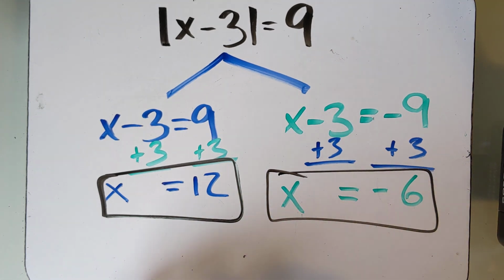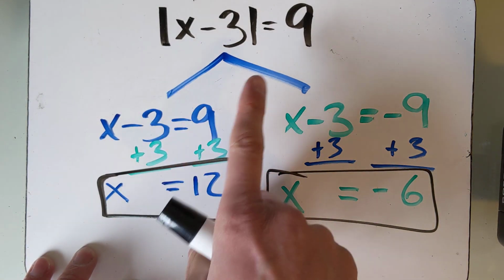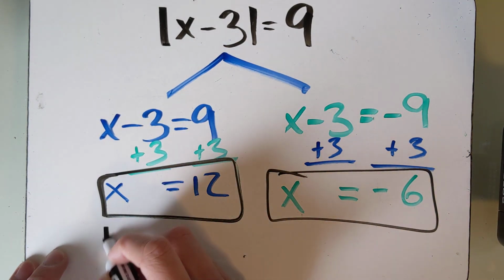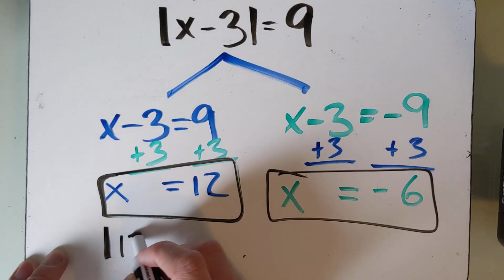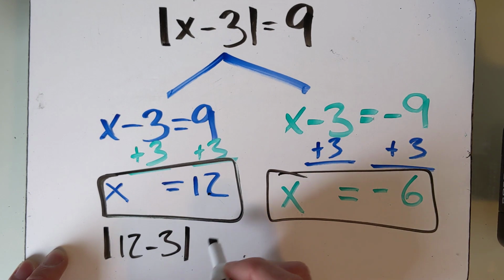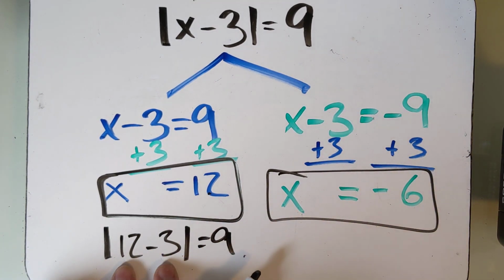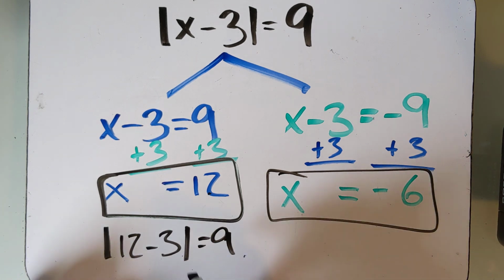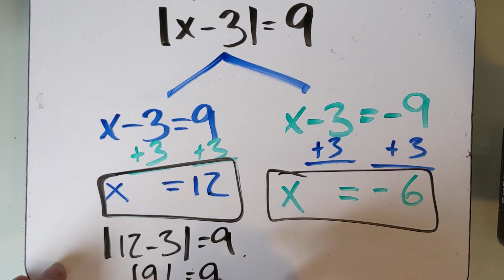And we could even check our work by putting the numbers inside of here. For example, if we have the absolute value and we substitute our number, so 12 minus 3, that's going to give you 9. So the absolute value of 9 is equal to 9. And that's true, right? We know that's true.